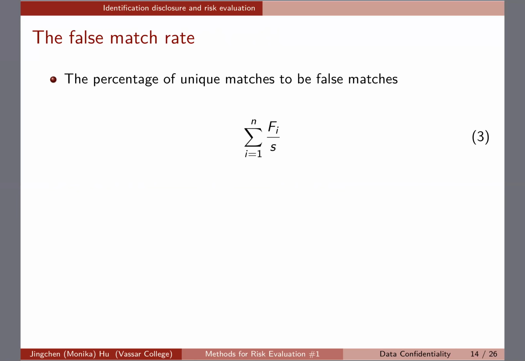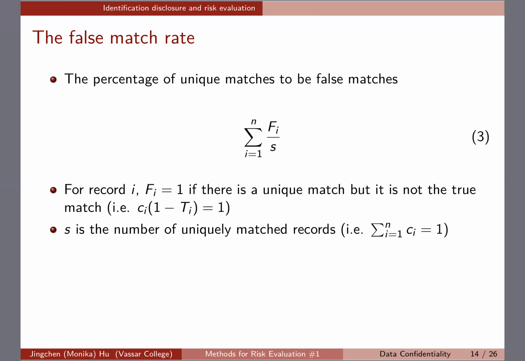All right, the last one is the false match rate. Fi is a false unique match equal to 1, and Fi is 0 if it's not. And small s, as we defined earlier, is the number of records that are unique matches, so that's counting how many records have Ci equal to 1. When we do that, we get a percentage of how many records are unique, but not the right match.